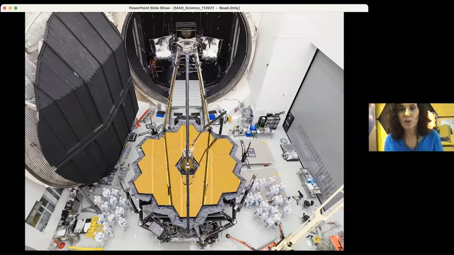And then later on, once we put the mirrors, the instruments are behind the mirrors. Once we put the mirrors, can you see it here, the big mirror and the secondary mirror here?